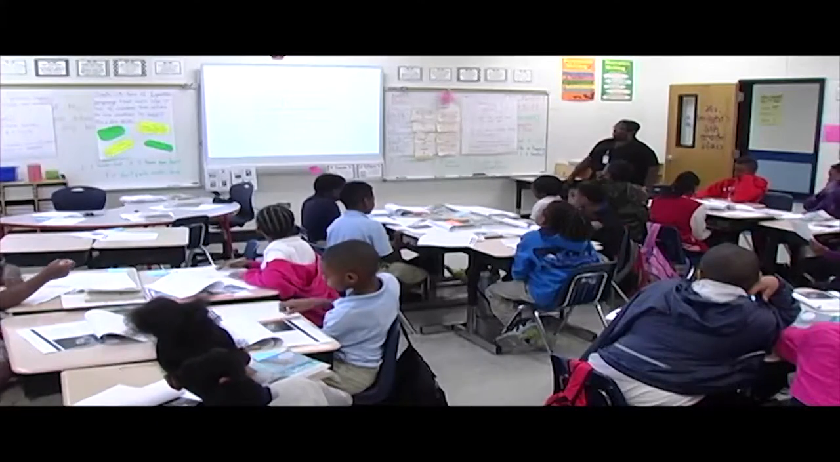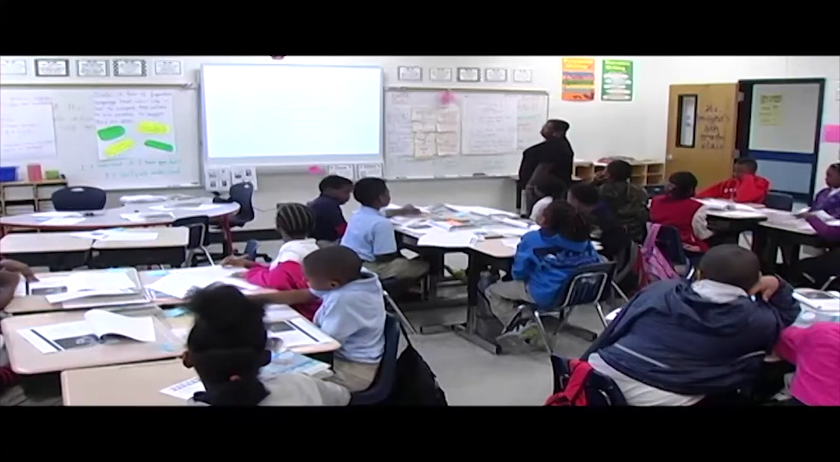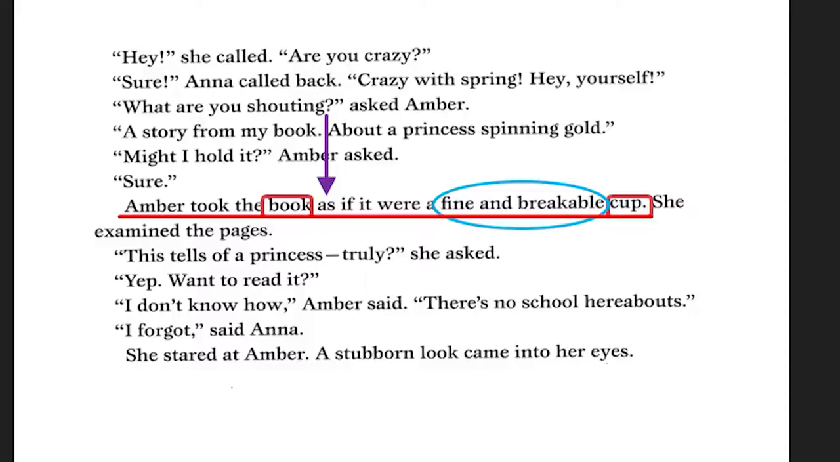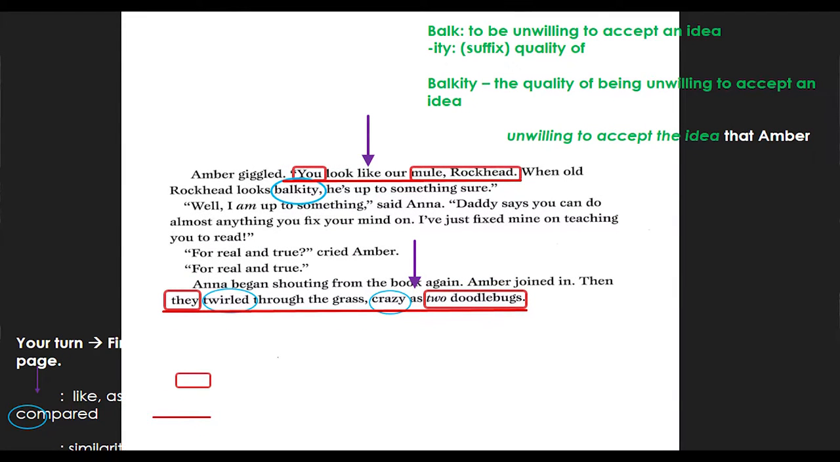Now, this tells us a princess. "Truly," she asked. "Yep. Want to read it?" "I don't know how," Amber said. "There's no school hereabouts." "I forgot," said Anna. She stared at Amber. A stubborn look came into her eyes. Amber giggled. "You look like our mule Rockhead. When old Rockhead looks balkety, he's up to something short."